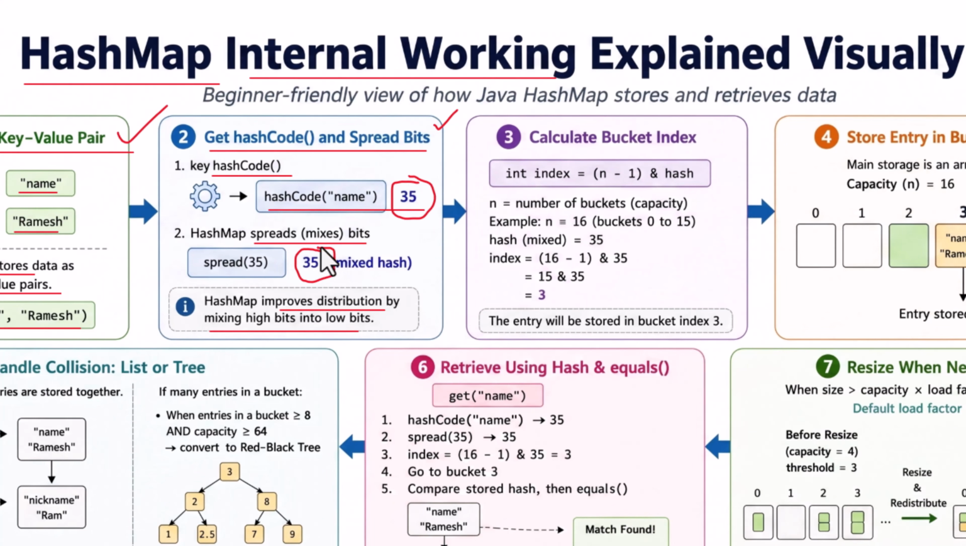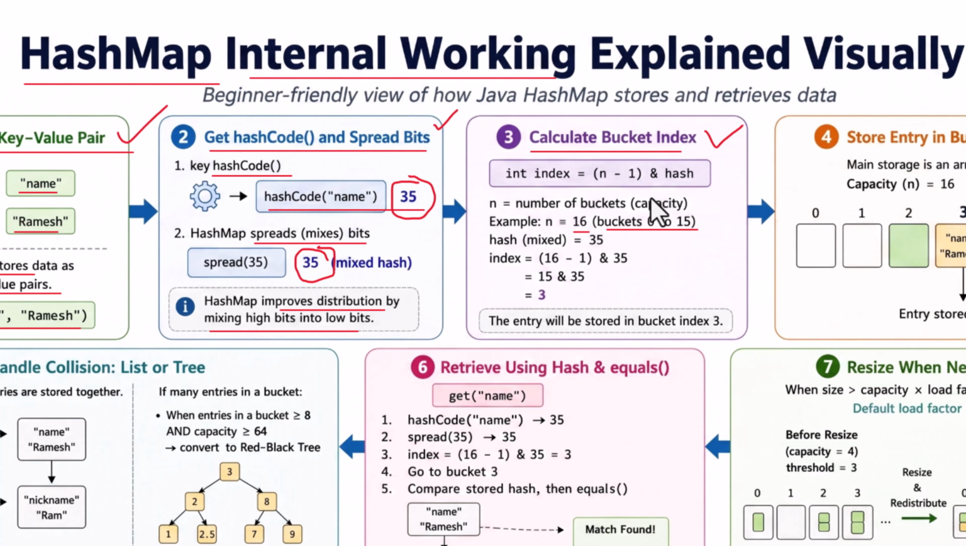The third step is calculate the bucket index. HashMap uses an internal array of buckets. Each bucket has an index starting from 0. Suppose the current capacity is 16. That means the bucket indexes are from 0 to 15.